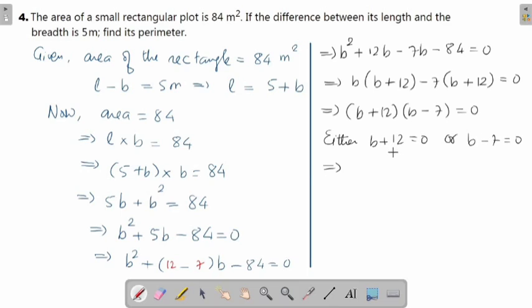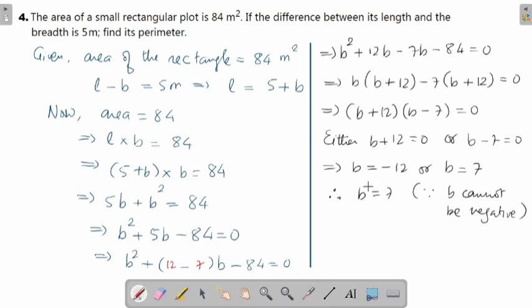Now from this part, what is b? B turns out to be minus 12 when you bring it over there, or from here the value of b turns out to be 7 when minus 7 goes over there. Now is this possible? See, b is breadth and it is turning out to be negative, right? So can my breadth be negative? No, right? So that's why my value for breadth will be 7. Since b cannot be negative, you can give this reason. Okay, right? So we got our breadth.